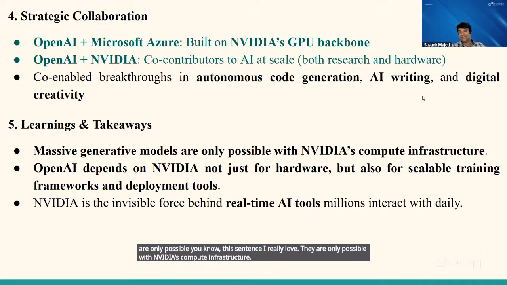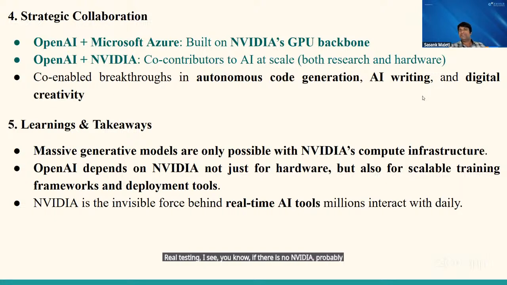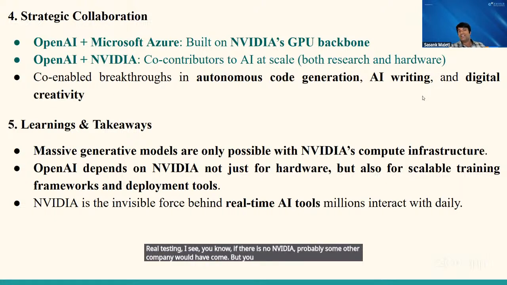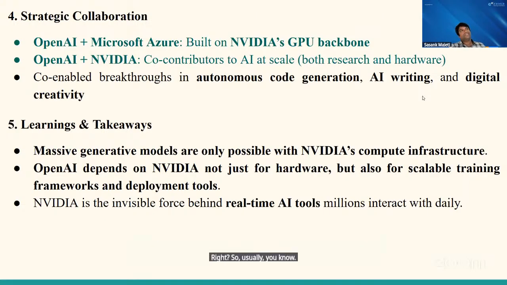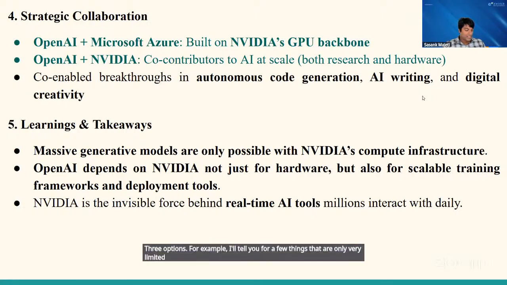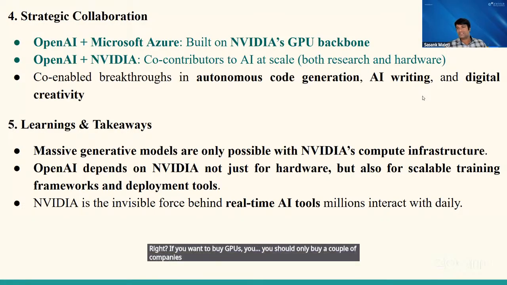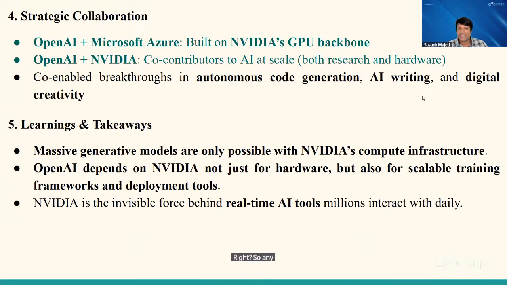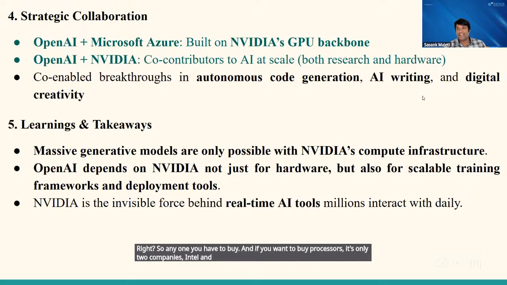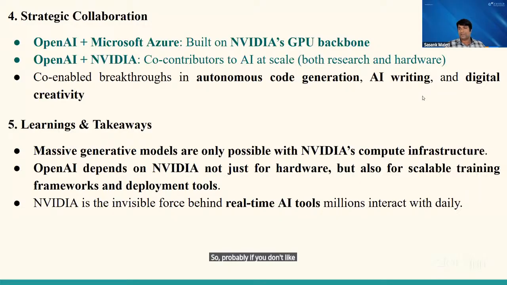Really trust me, guys. If there was no Nvidia, probably some other company would have come. But you cannot compare Nvidia with any other company. That is a problem, right? Usually for something you have only one or two options, three options. For a few things there are only very limited options. If you want to buy GPUs, you should only buy from a couple of companies, one is AMD and one is Nvidia. Any one you have to buy. And if you want to buy processors, it's only two companies, Intel and AMD. You don't have a third company. So probably if you don't like Intel and AMD processors, there is no other option.